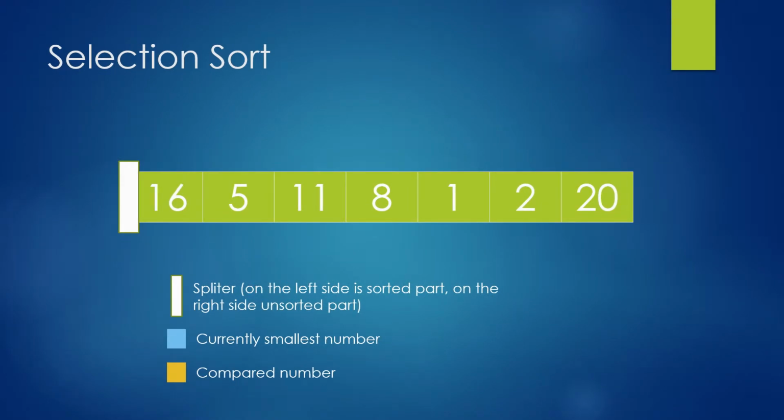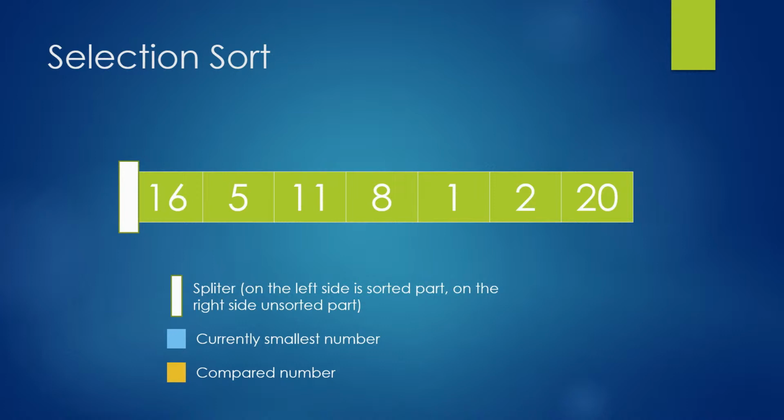Okay, we have here an unsorted array and we shall sort it as a computer would. First of all, we are going to split the array into sorted and unsorted part. We are going to do that via a splitter. Let's call him George. Now, we have to decide where to put George. Well, since we haven't sorted any number yet, we will put him at the beginning of the array. So on the left side of George we have the sorted part and on the right side we have the unsorted part.